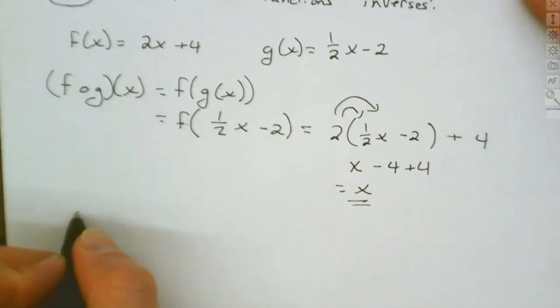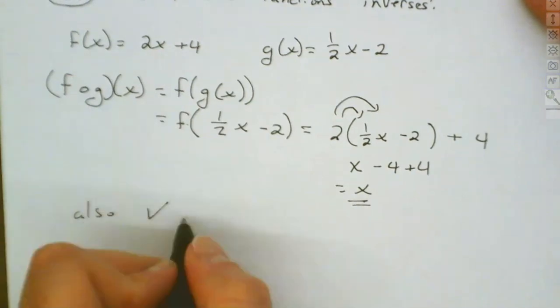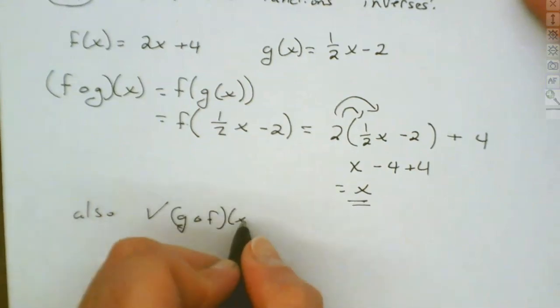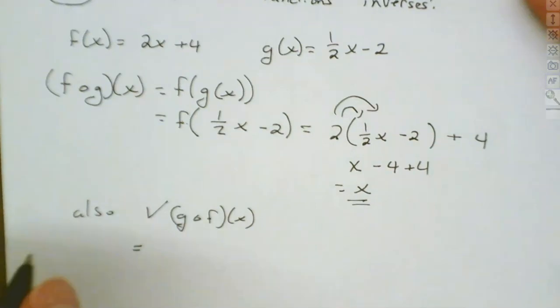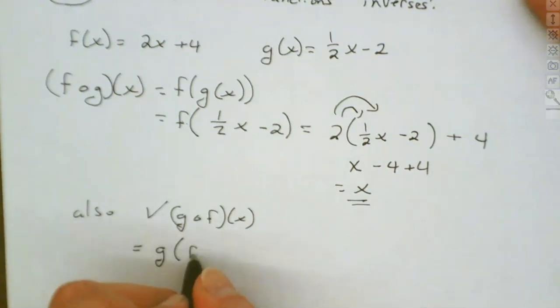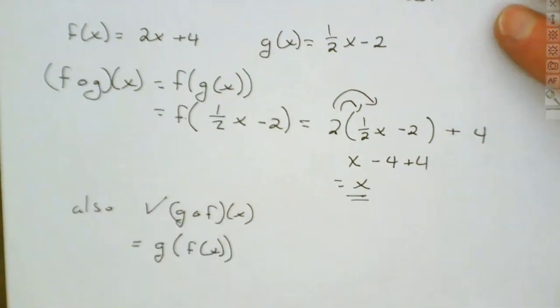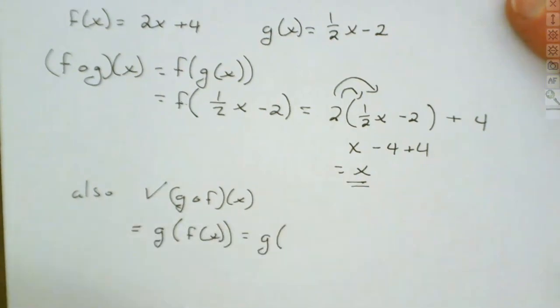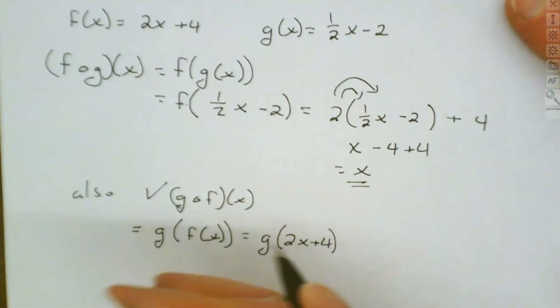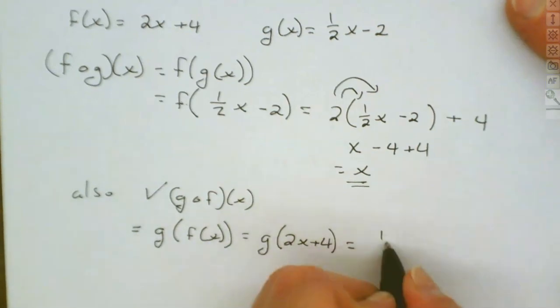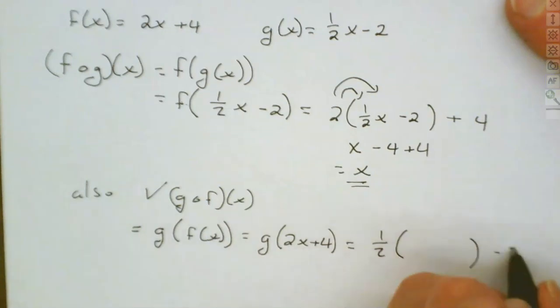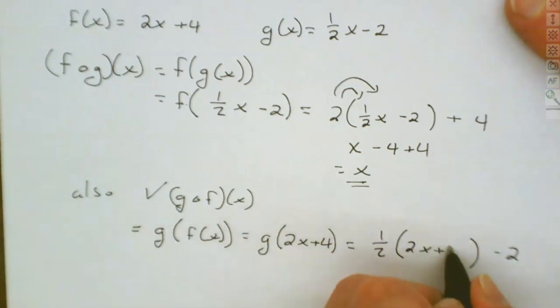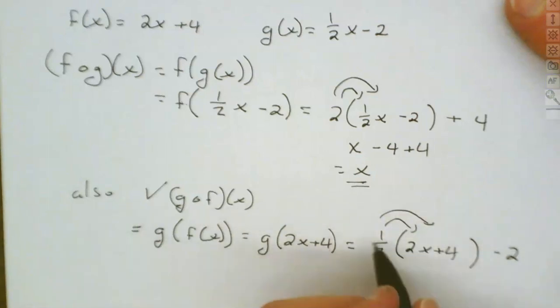We also have to check G composed with F of X. And G composed with F of X would be G of F of X. Okay. G went first this time, so that's G of 2x plus 4. G is 1/2, parentheses for your x, minus 2. Plug in your 2x plus 4. Distribute through. And that leaves you then with x plus 2 minus 2, which is then x.